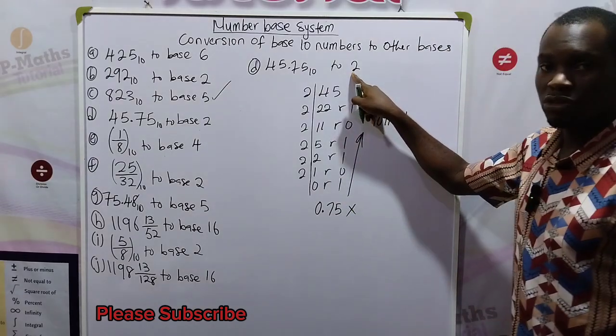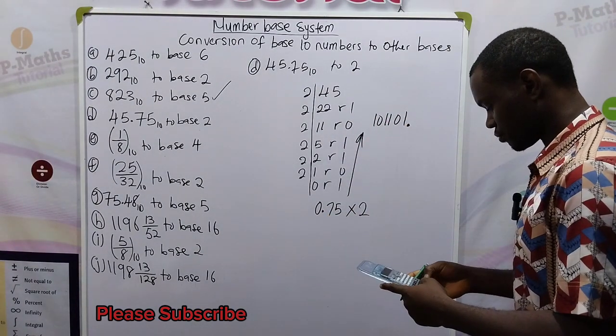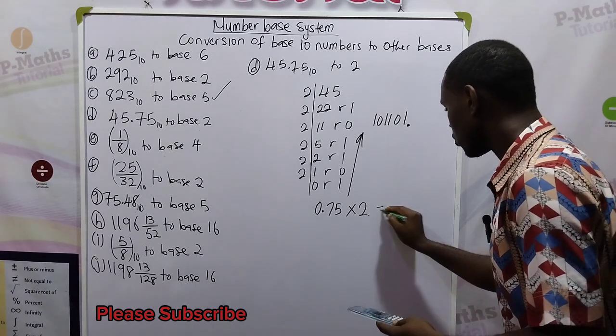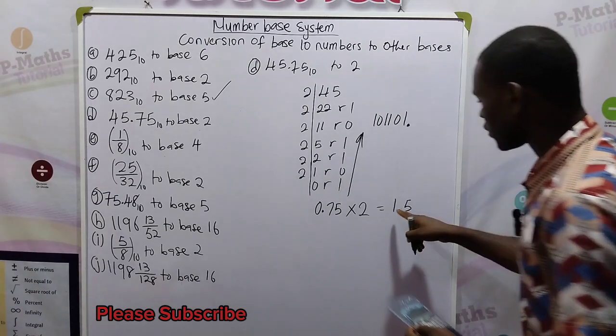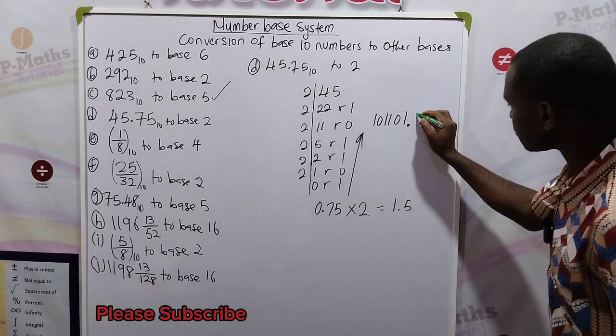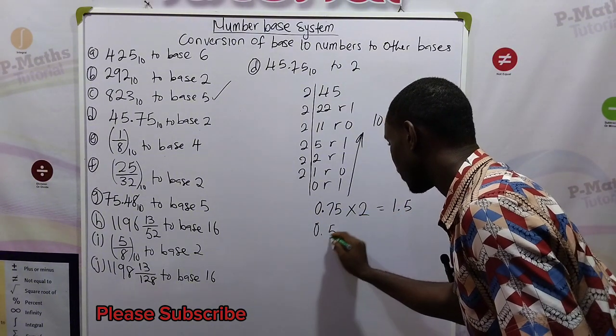Multiply it by your divisor, which is 2. Okay. Now 2 times 0.75 is giving us 1.5. Now take the whole number part. The whole number part of your answer is 1. Put it behind there. Then take down the decimal part again as 0.5.